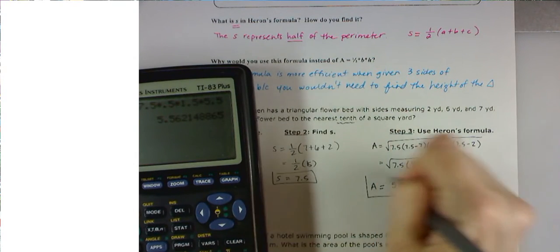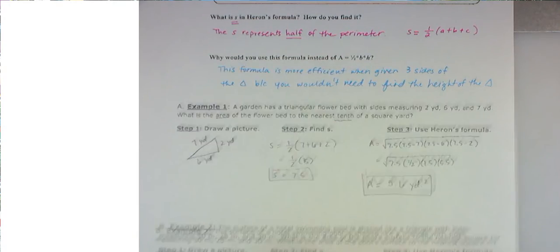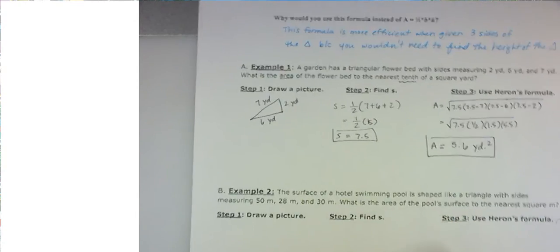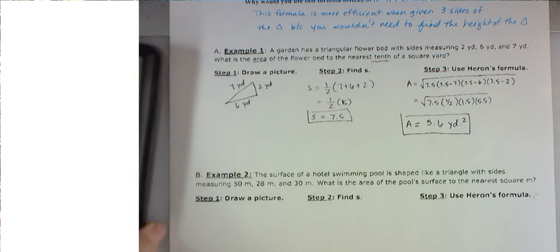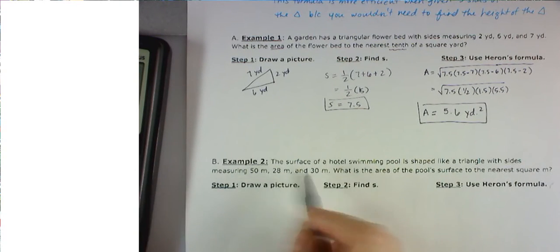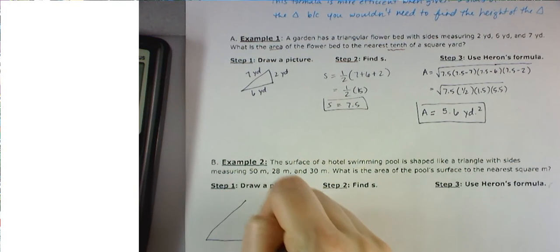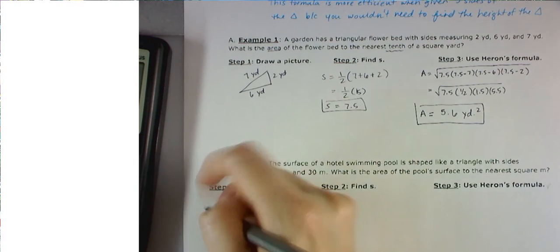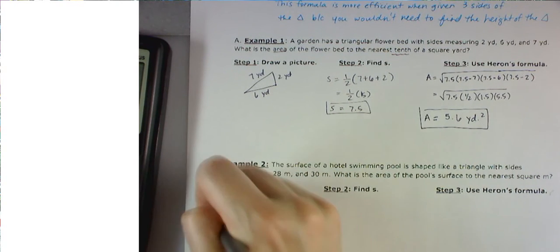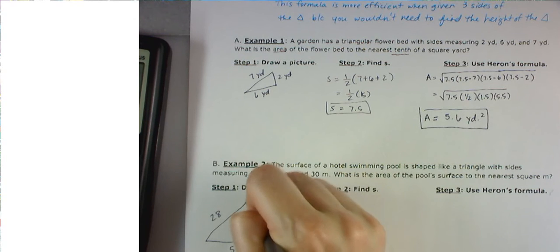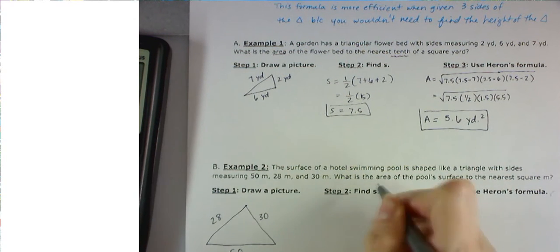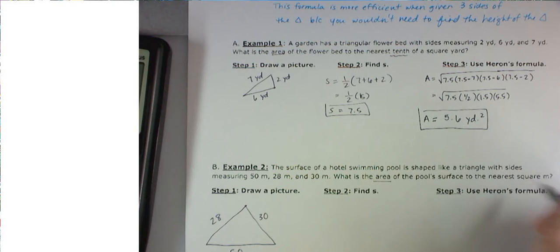All right, and then the second one is very similar. This is something that you could probably do yourself. So the surface of a hotel swimming pool is shaped like a triangle with the given sides. So you have 50, 28, and 30. What is the area of the pool surface to the nearest square meter? So the nearest square meter. So not to the nearest 1/10. Now this is going to be to the nearest whole number.